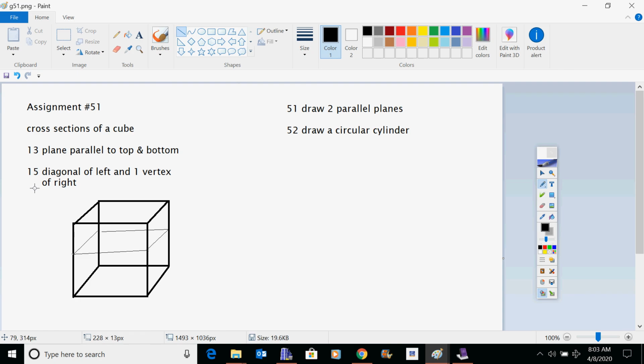The other one here, number 15, a diagonal of the left and right. So a diagonal goes across, oh, I didn't mean to do that. There, just there.